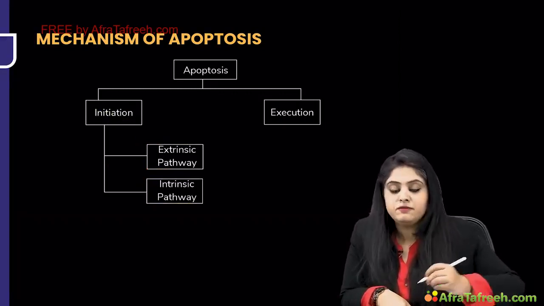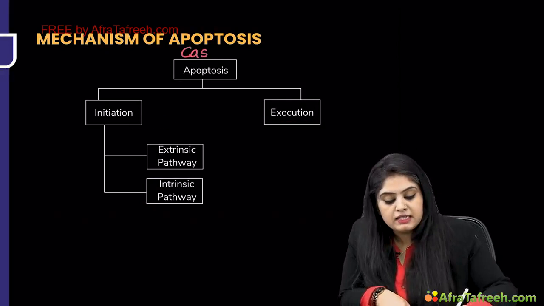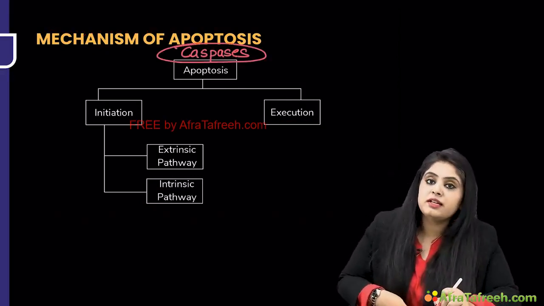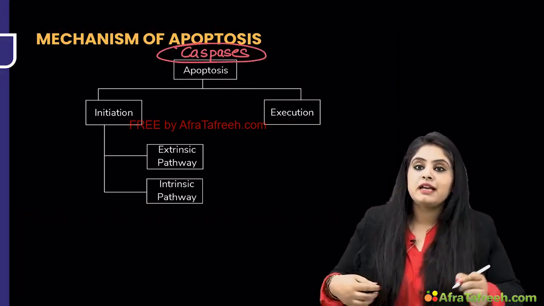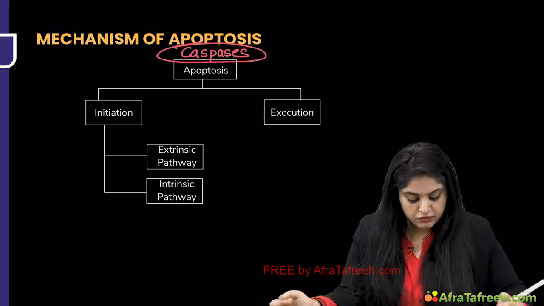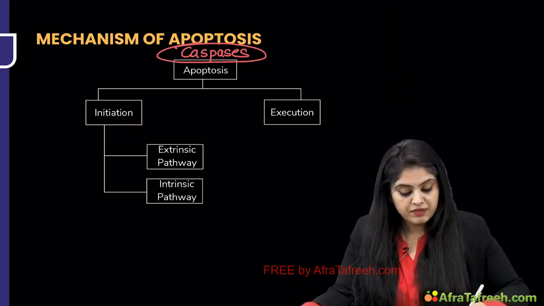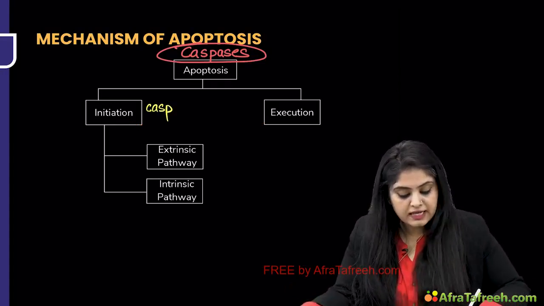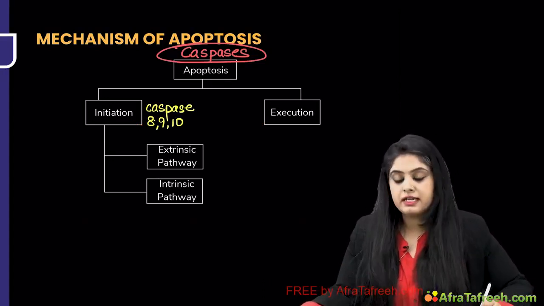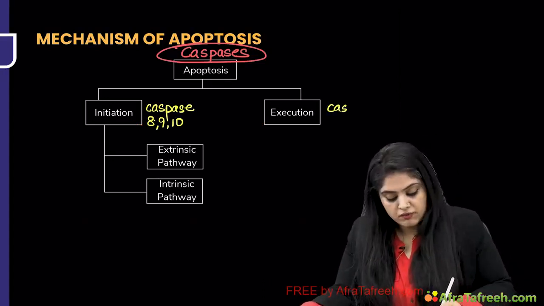And do you know what I need for all of these? I need caspases. Remember, I just taught you it is caspase dependent programmed cell death. So yes, I need a lot of caspases. So what is that going to be? Please remember, for initiation, we have caspase 8, 9 and 10. For execution, we have caspase 3, 6 and 7.